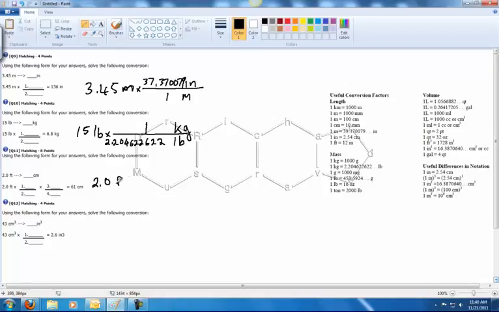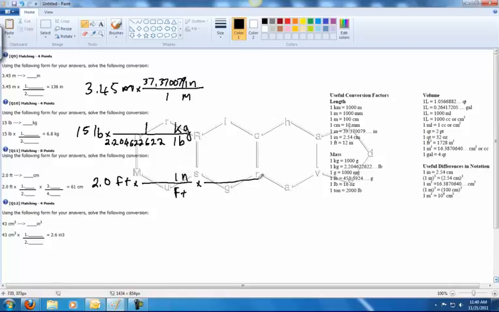Alright, the next one, 2.0 feet, and we're trying to get to centimeters, so I will put feet on the bottom here. And what I notice here, there is no conversion that's going to take me from feet to centimeters directly. In fact, there's only one thing that involves feet at all, and that's this one. 1 foot is equal to 12 inches. So I have no choice but to try and go through inches here.